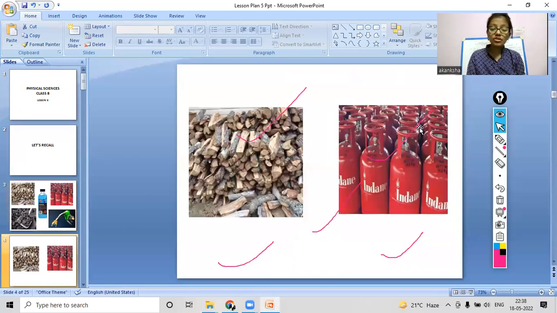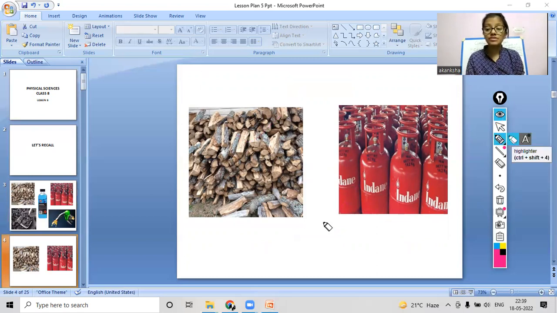Now there are two types of fuel in front of you. First is wood and the second is LPG. Which one will you prefer to use, the wood one or the LPG one? And you also have to give a reason why. If you will use the wood one, why? And if you will use the LPG one, why? Most of you are answering that you will use LPG instead of wood. But why LPG and why not wood?